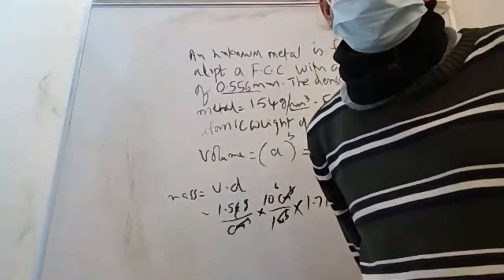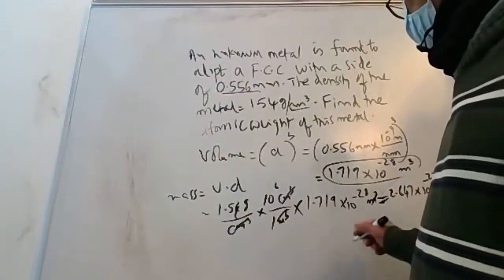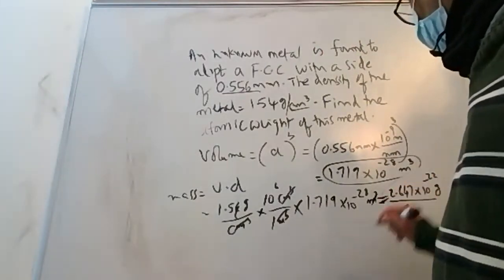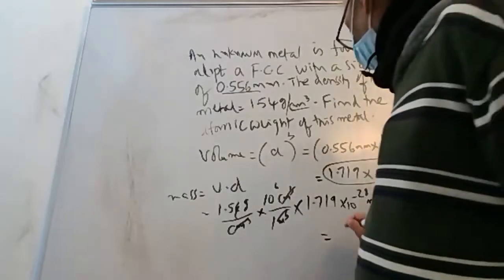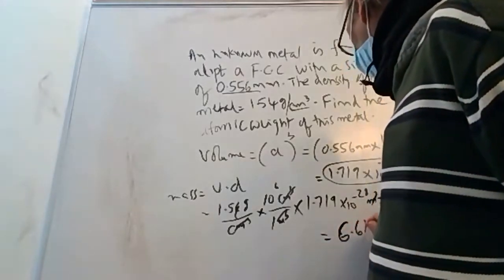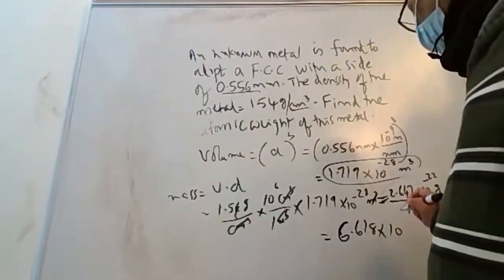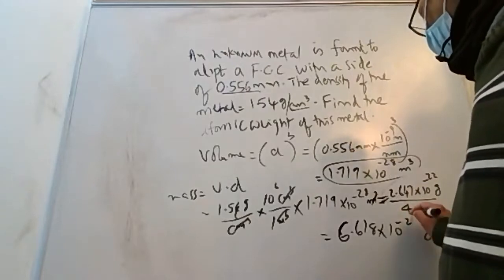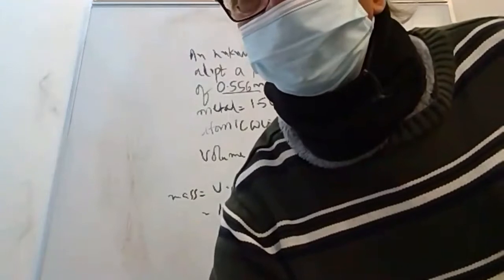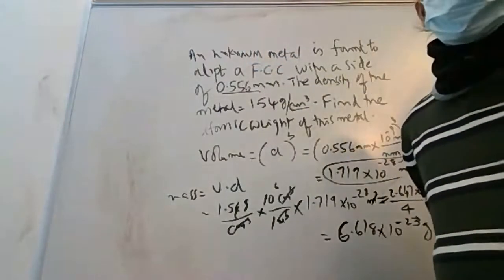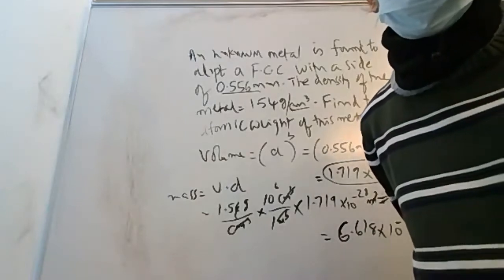That mass, now we know, corresponds to 4 atoms. So if you want to know the mass of a single atom, you need to divide this by 4 to get the mass of a single atom, which corresponds to 6.618 times 10 to the negative 23 grams. Am I making sense here, folks? That is the mass of a single atom.